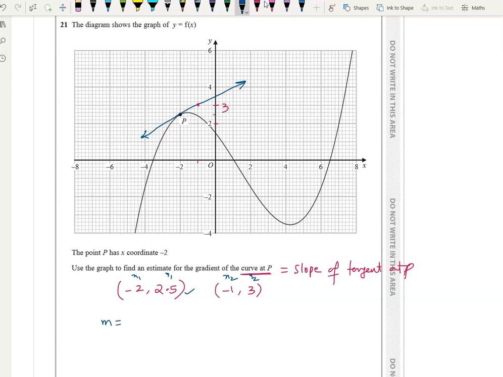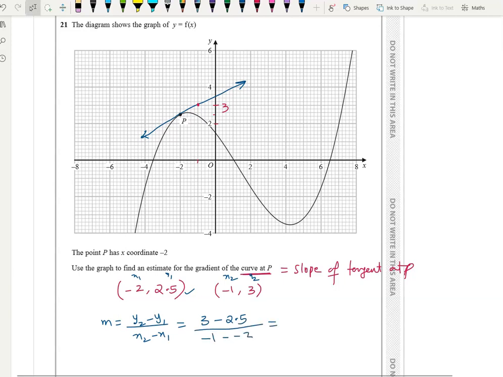The formula for slope is the difference in y upon the difference in x. Your y2 is 3 minus 2.5 and x2 is minus 1 minus of minus 2. So you simplify this, it will be 0.5 divided by minus 1 plus 2, that is plus 1, so your answer will be 0.5. So the gradient at point P is 0.5.